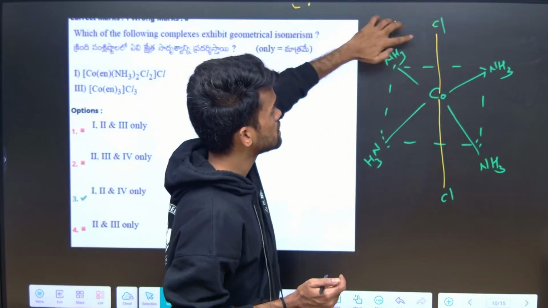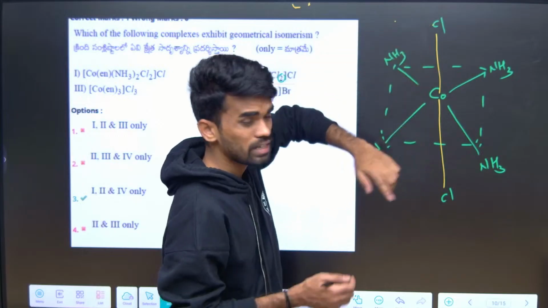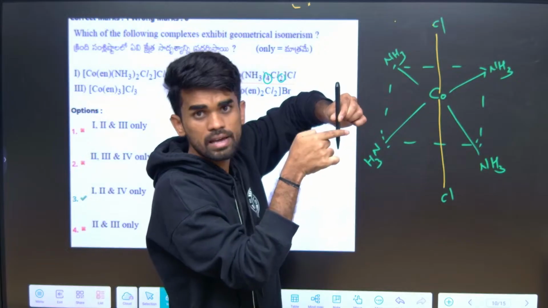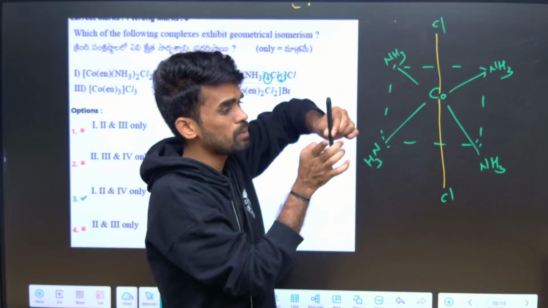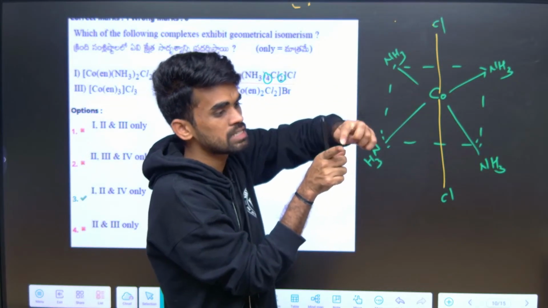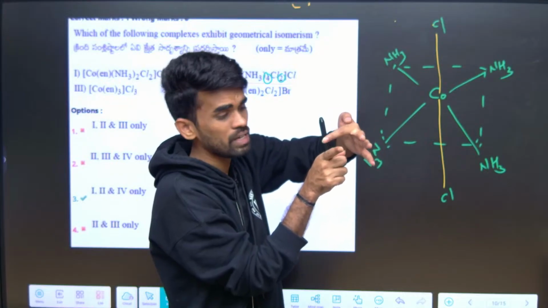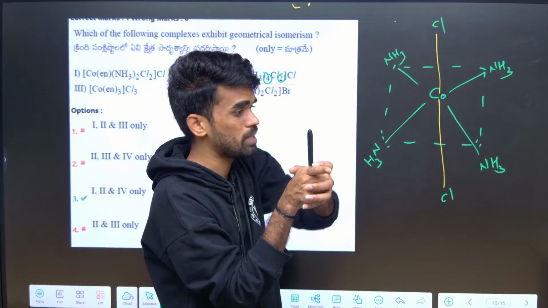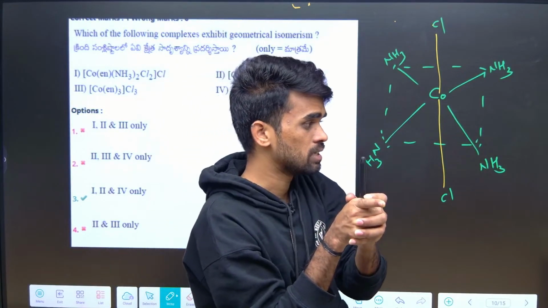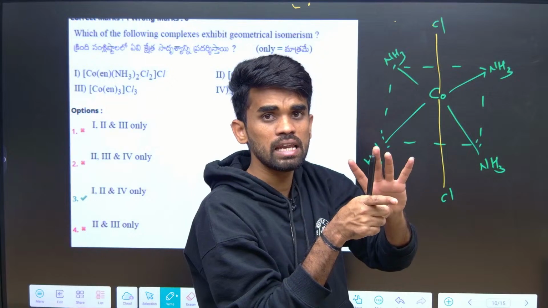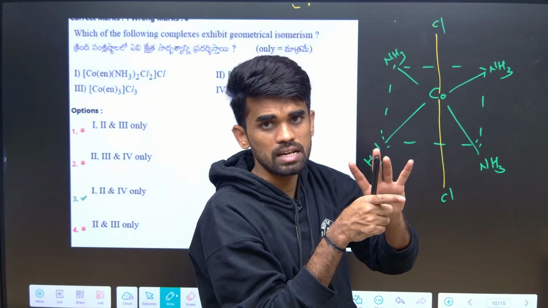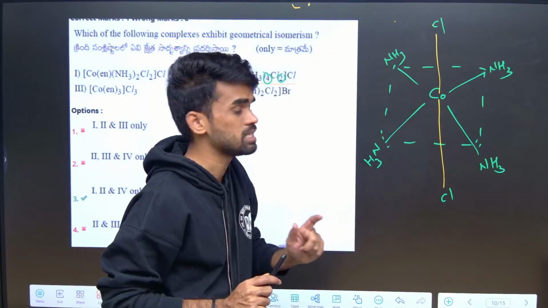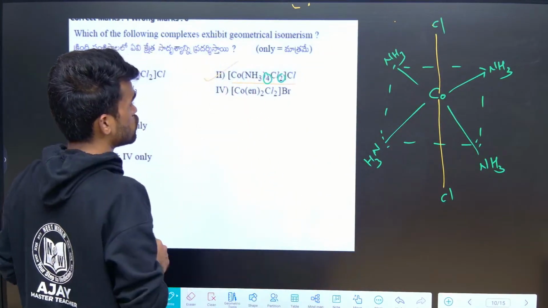Why is it cis? See, Cl are 180 degrees to each other. So here one Cl, here one Cl. What is the angle here? It is 180 degrees. But if I place it somewhere here, Cl, what is the angle here? We will have 90 degrees. So whenever you have a 90 degree angle in octahedral geometry, you can consider them as cis. With a 180 degree angle you can consider it as trans. So this is trans. If you replace this one by this one you will get cis. So here you have cis-trans isomerism possible.